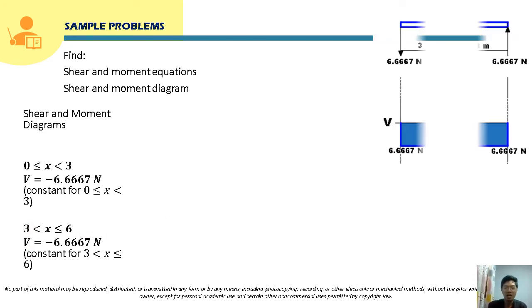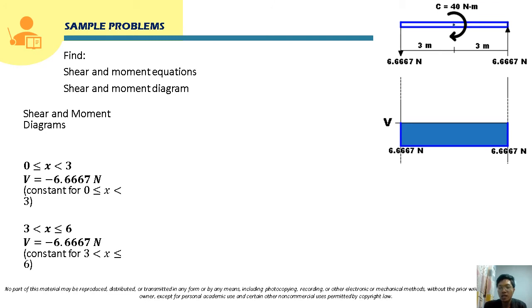So we can plot this now to our shear diagram. This is our shear diagram, class. At x equal to 0, the shear is negative 6.6667 Newton, so it will be plotted below the x-axis. This is the x-axis, so this is below. Now, this will be constant up to distance x equal to 6, so we will just connect these points from here to here.